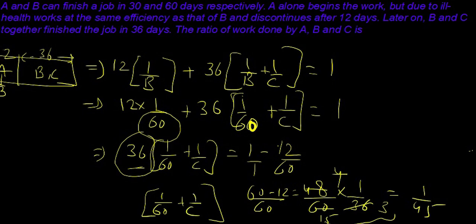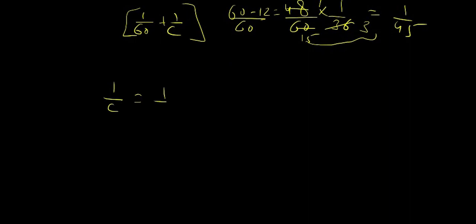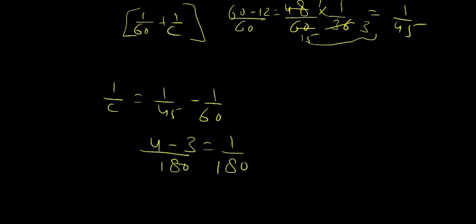So next, what we need to do, just calculation is there. But if you deducted that 60, then it's really going to make it a bit lengthy. So now 1 by C is equal to what? 1 by 45 minus 1 by 60. LCM is what? 180. 45 fours are 180, 60 threes are 180. So this is 1 by 180. So in how many days is C going to complete this work? So it is 180 days.